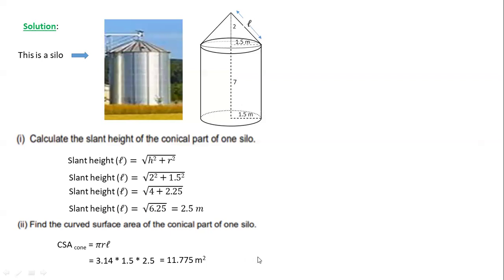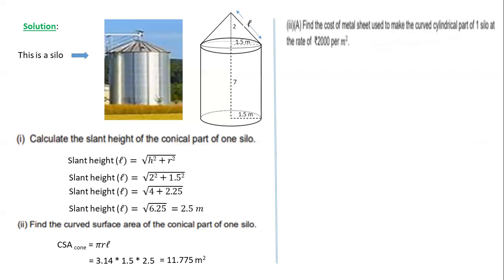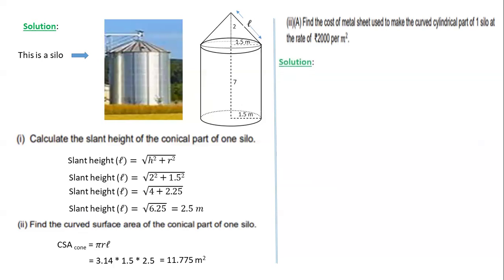Okay. Now let's go to the third bit. Find the cost of metal sheet used to make the cylindrical part of the silo at the rate of 2000 per meter square. That means we want the amount of sheet required to make this cylindrical part. The amount of sheet required to make this part is nothing but the curved surface area of the cylinder.